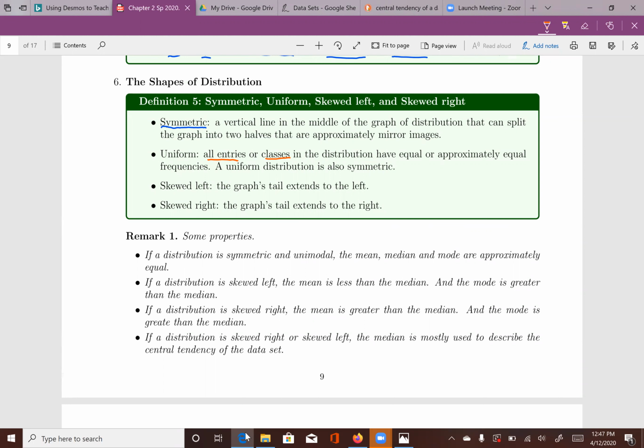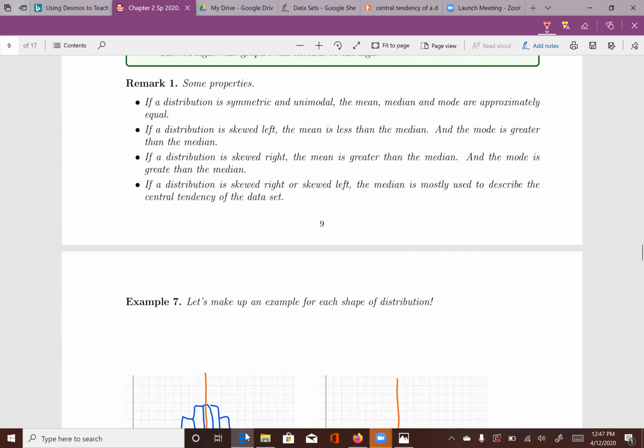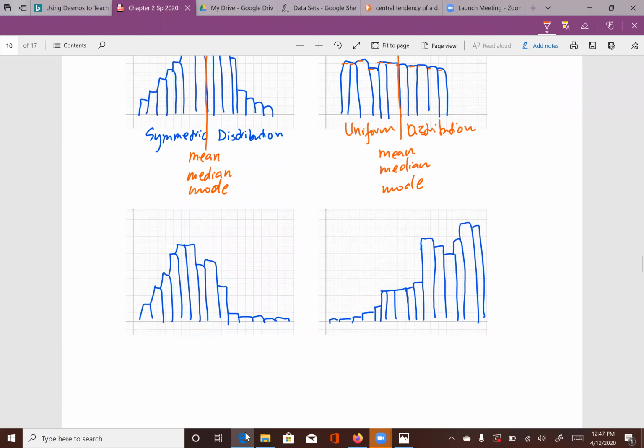We have skewed distributions. In skewed distributions, you have skew to the left and skew to the right. Skew to the left is when the graph's tail extends to the left of the distribution, and skew to the right is when the graph's tail extends to the right of the distribution. So this is an example of a skew right distribution. As you can see, the tail of the graph extends to the right here. So this is a skew right distribution.